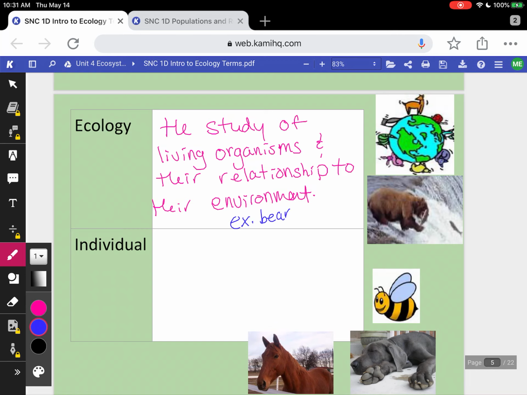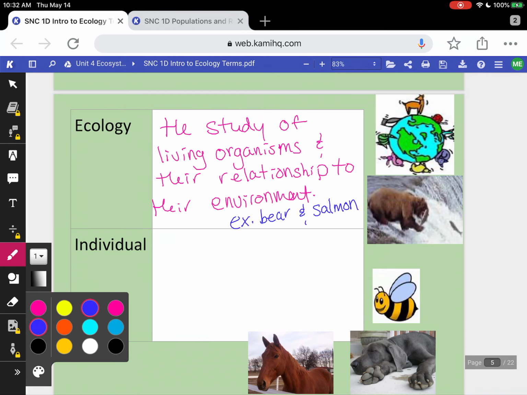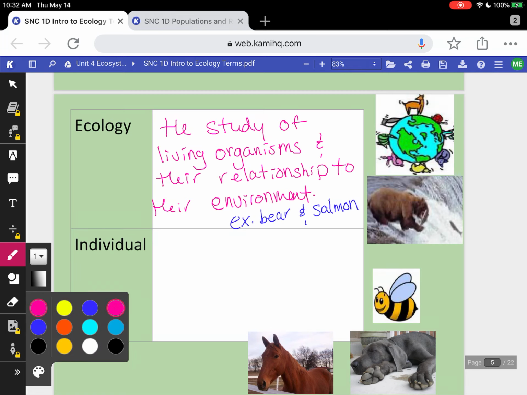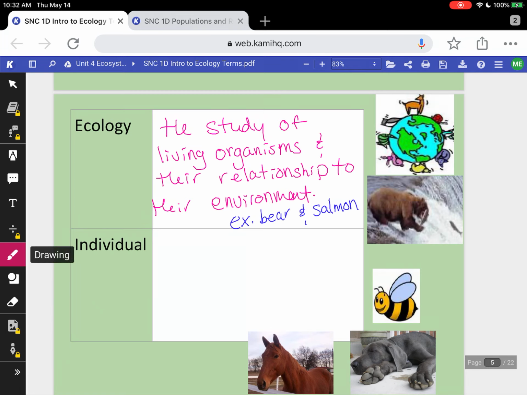So some examples here we've got in the pictures. So an example could be a bear and salmon fish. Okay, so ecology could be the study of the relationship between a bear and salmon, could be the study of the relationship between people and global warming. There's lots of examples here in terms of what constitutes ecology.